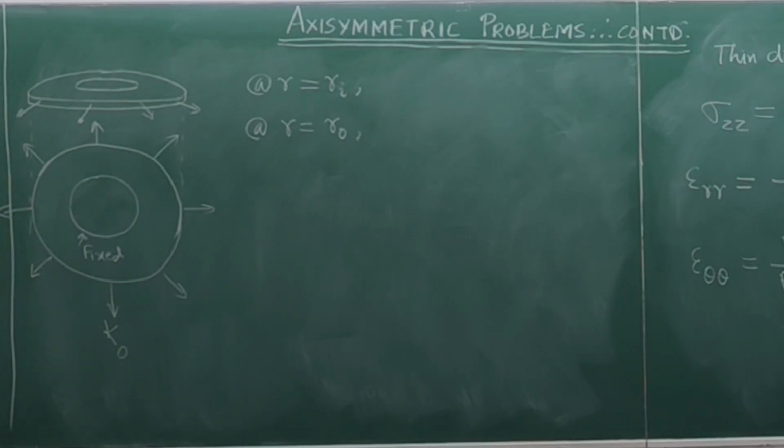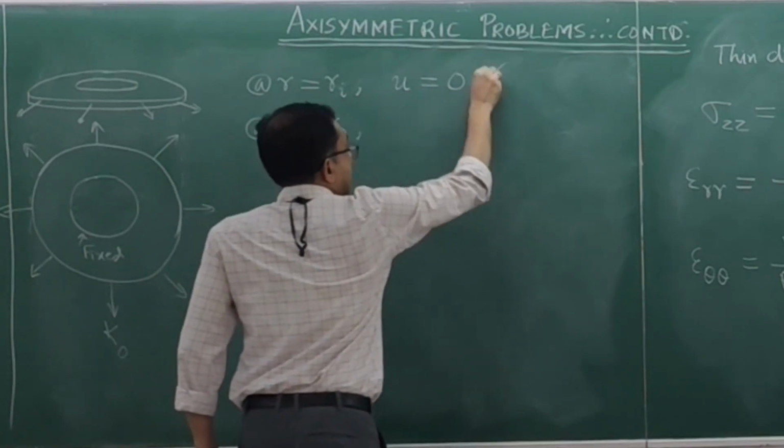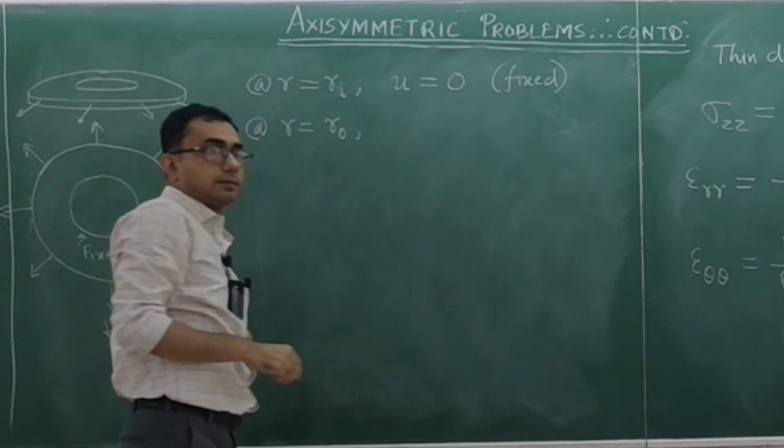Fixed means what? The material points which are present on this periphery are not allowed to move in the radial direction. Then what is the meaning of that in mathematical terms? Displacement is 0. Displacement in the radial direction is 0. So u is equal to 0 for the fixed condition. Please remember this.